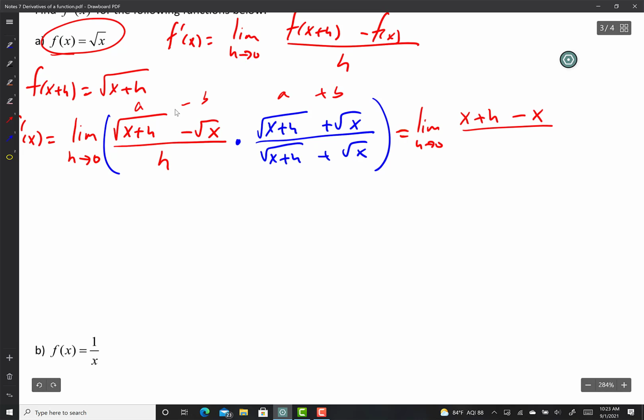All over the bottom, some of you are forgetting to bring this. That's where I gave partial credit, because some of you forgot to bring this. Don't distribute, just leave it as square root of x plus h plus square root of x, like that.